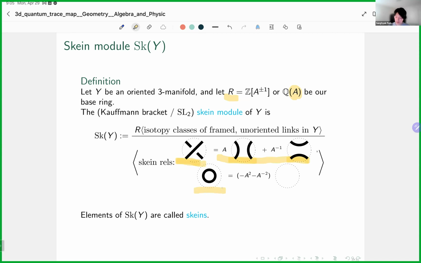And likewise, whenever there's an isolated unknot, we can get rid of it and get a factor of minus A squared minus A to the minus 2. So it's just some invariant of a three manifold that can be defined in terms of links, modulo relations. And we're going to call the elements of this skein module skeins.